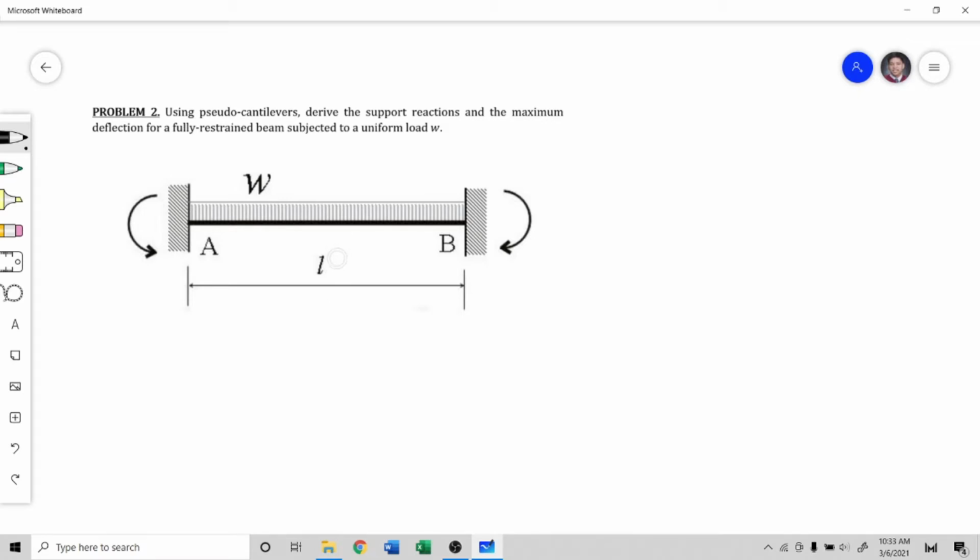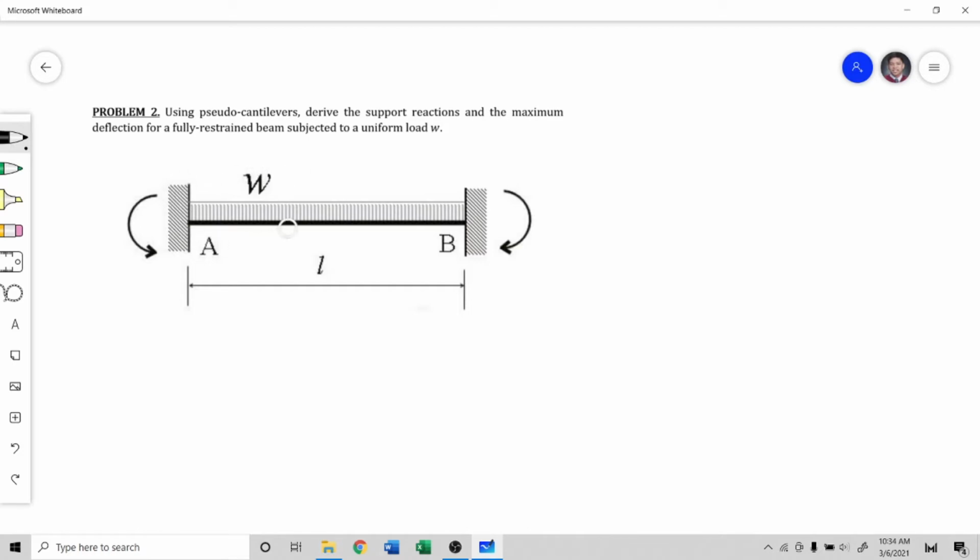And in this video, nandito tayo sa continuation ng ating lecture series on solving beam deflections using the method of pseudo-cantilevers. Now, in this video, pupunta naman tayo sa solving ng ating statically indeterminate figures. This time, meron tayong fully restrained beam. So, ang tinatanong sa atin is to use pseudo-cantilevers and derive the support reactions and the maximum deflection for a fully restrained beam subjected to a uniform load omega.